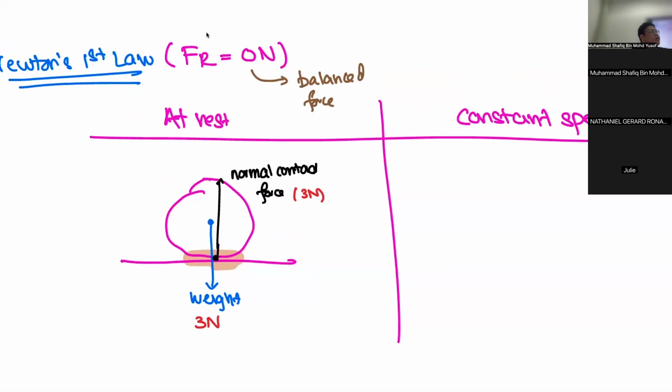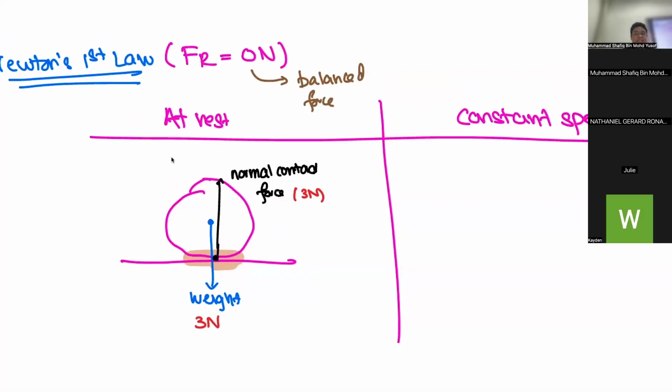If it's less, it will go down. But if it's more, then it will go up, because the resultant force goes up in this case. So at rest, these are the only two forces technically acting on the object: your weight and your normal reaction force.